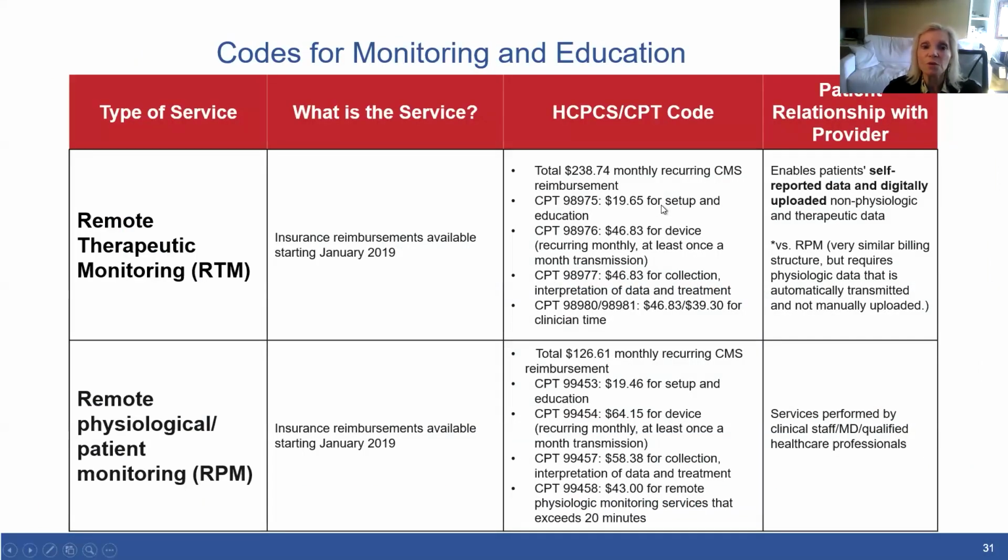But there are different codes that are really helpful for monitoring and education, especially in digital health. You've got remote therapeutic monitoring, RTM codes, these are mostly CPT codes. So now you know all about CPT, and these are for self-reported data and digitally uploaded by the patient. These are non-physiologic data that are uploaded. Then there's RPM. I call it remote physiological, that's what I use as the P because it's physiological data. Some people call it remote patient monitoring, which I think is a misnomer because physiological is much more descriptive. So unlike the RTM, which is uploaded by patients, it's patients' self-reported data, maybe from a digital watch or something else, these are services that are performed by clinical staff.